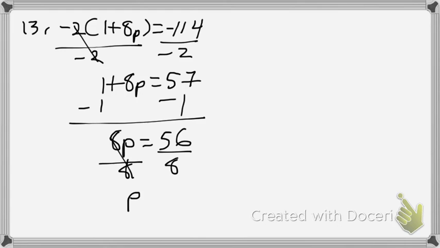Divide by 8 both sides. And again, when I cancel out, that does not mean they are equal to 0. That means they are equal to 1, because 1 times p is p. And we get p equals 7. So I'm going to do 2 more.